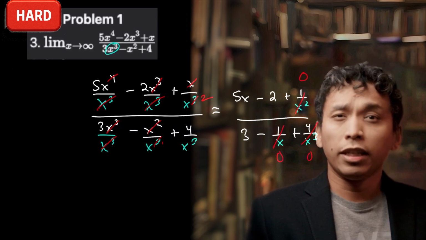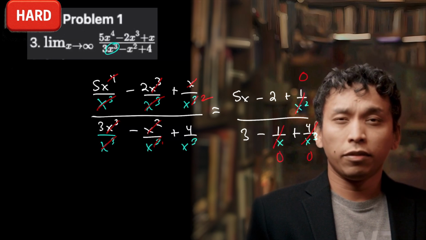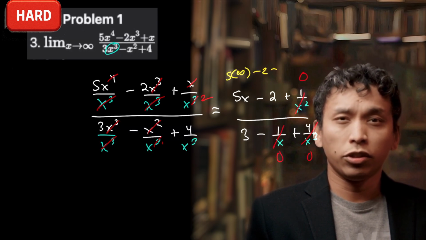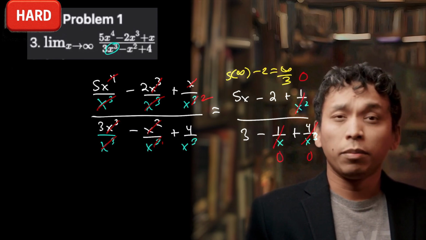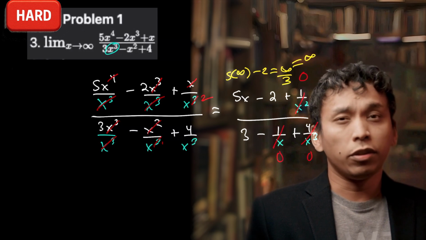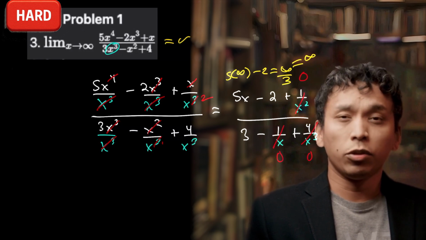But if we plug in infinity for that, you have 5 times infinity, which is just infinity. Infinity minus 2 is still infinity. Infinity divided by 3 is still infinity. So in this case, the limit of this problem is equal to infinity.